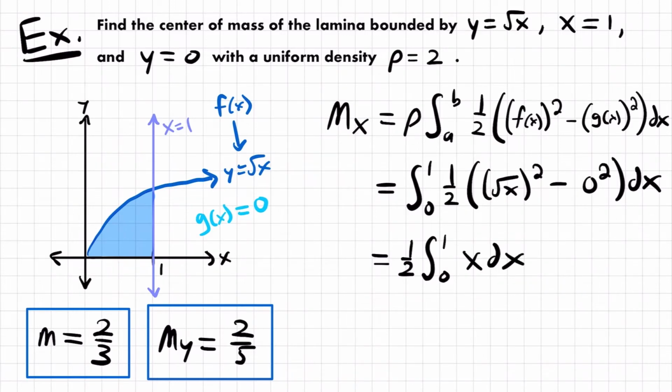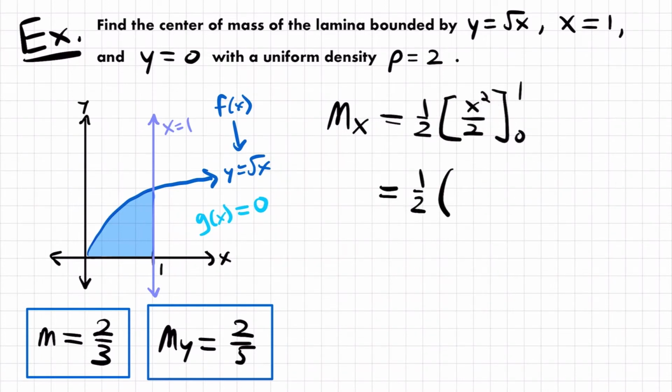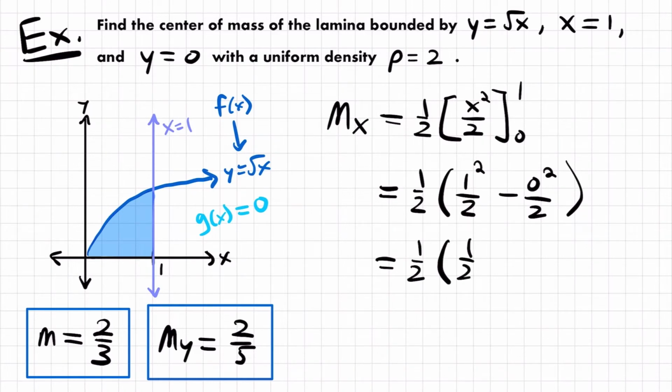And so I'll write x dx. And so now we have a very simple integral that we know how to solve by using the power rule of integration. And so I'll add 1 to the exponent and divide by the new exponent to have that this is equal to 1/2 times x squared divided by 2, and evaluate that from 0 to 1. And so if I clean up my work here, this will be equal to 1/2 times 1 squared divided by 2 minus 0 squared divided by 2, and that will be equal to 1/2 times 1/2 minus 0, which is equal to 1/4. Okay? And so the moment about the x-axis for our lamina is equal to 1/4.